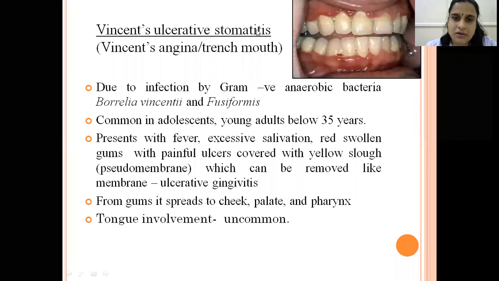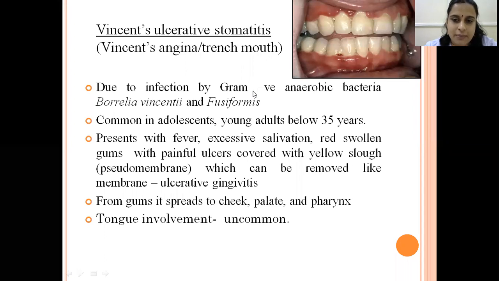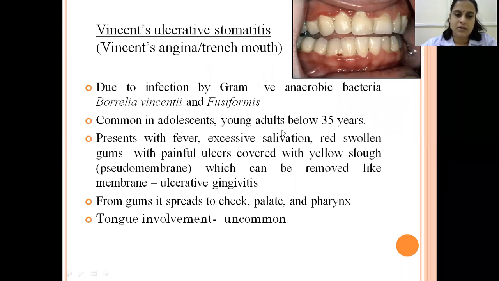Trench mouth is a 4-mark question for you. So what is the causative organism? It is gram-negative anaerobic bacteria, Borrelia vincentii and Bacillus fusiformis. It is common in adolescents and young adults below 35 years of age. Now, the patient presents with fever, excessive salivation. They have red swollen gums. The gums are red and swollen at the gingival margin, with a painful ulcer.